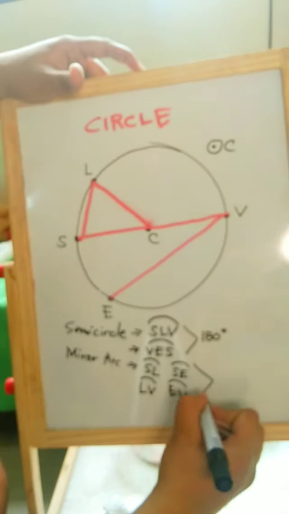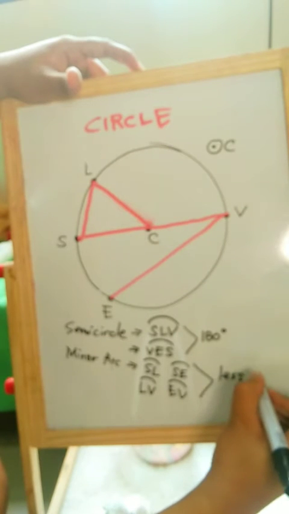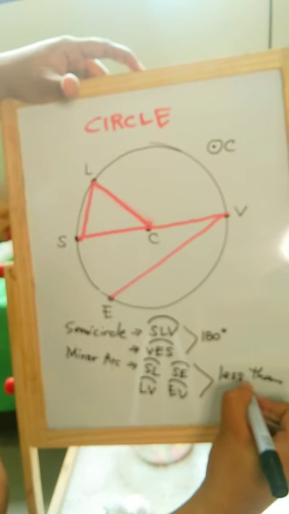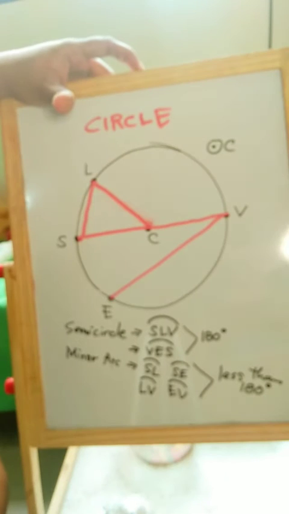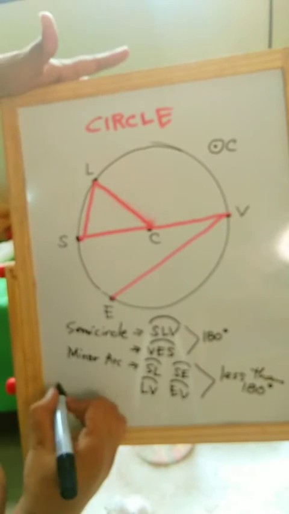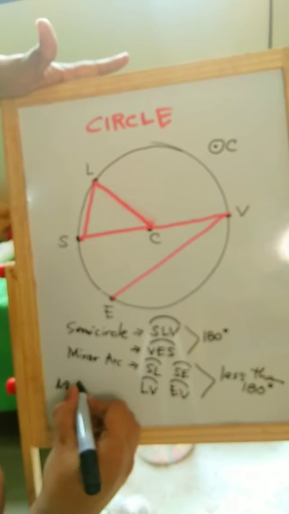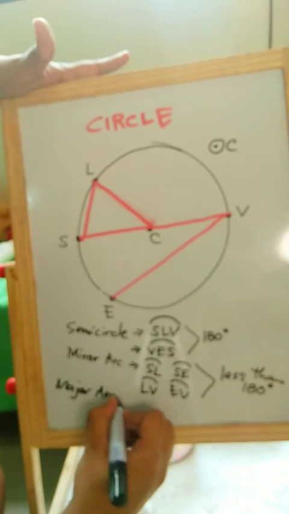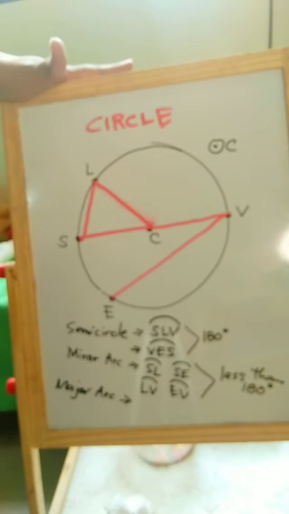Take note, the minor arcs measure less than 180 degrees. Okay? Less than 180 degrees. So, ano siya? Minor. And then, lastly, we have what we call the major arc. Pasensya na sa sulat ko, medyo tumatabingin kasi hindi pantay.